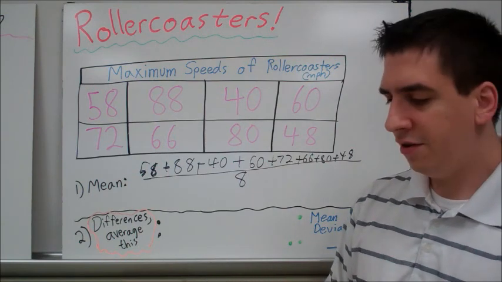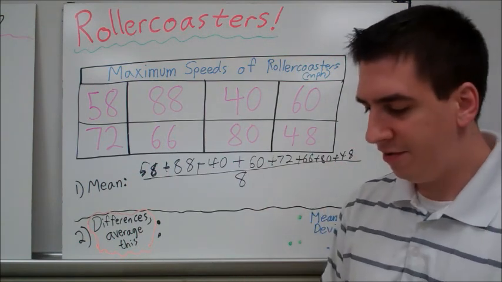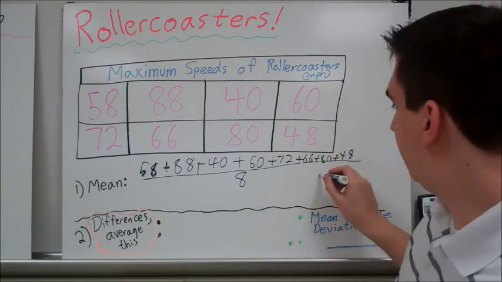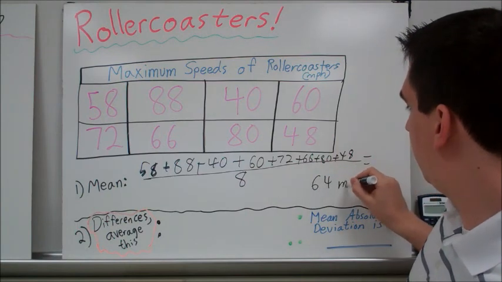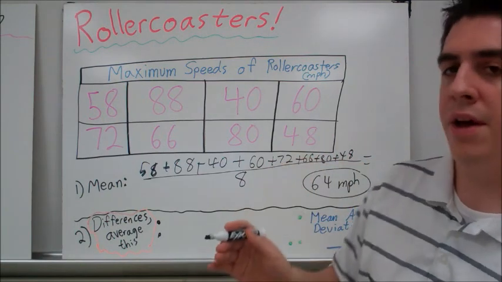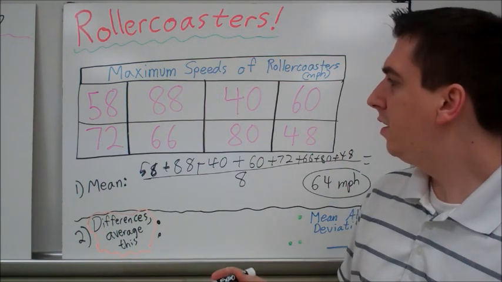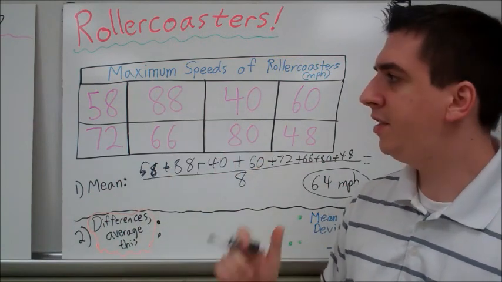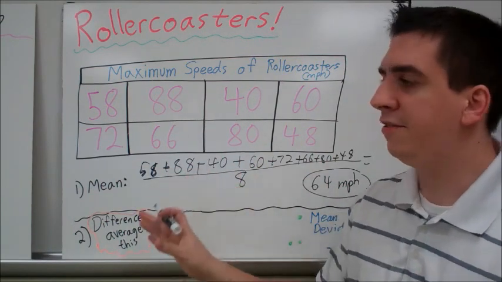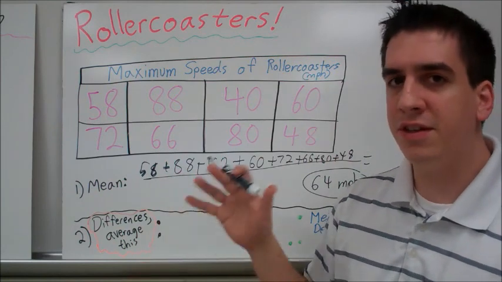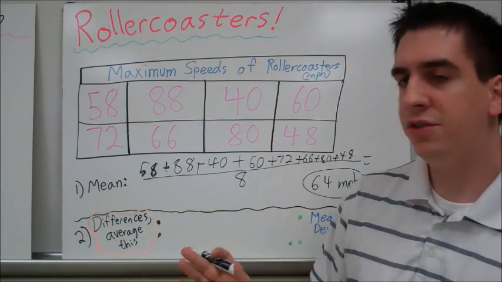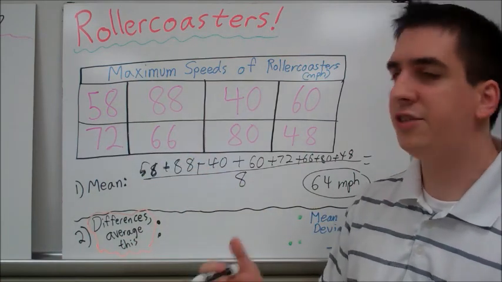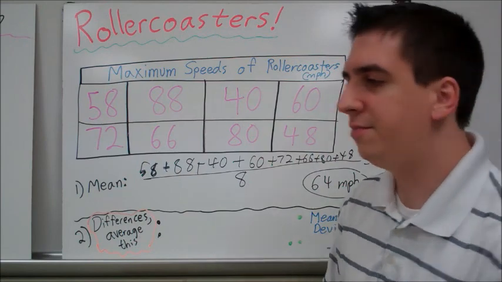Remember, when you do this on your calculator, you want to hit the equals button right here before you divide. And the average here is 64 miles per hour. What does this really do for us though? We need to find, remember, the mean absolute deviation. We found the mean, we found the first part, the average. Now we need to find the absolute, the distance from our average to each of these numbers. And then we're going to average that. Sounds kind of confusing, but let's try this.